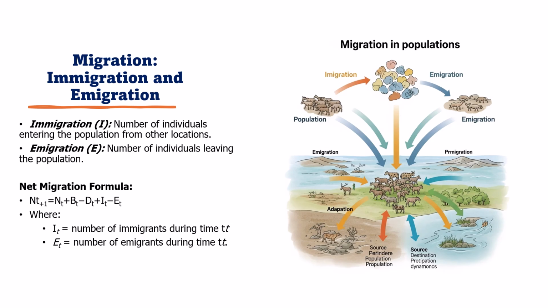Another characteristic of the population is migration, which significantly influences population dynamics by altering the size, density, and genetic diversity. Immigration introduces new individuals into a population, while emigration reduces numbers as individuals leave. The net effect, calculated using population formulas, determines overall growth or decline.